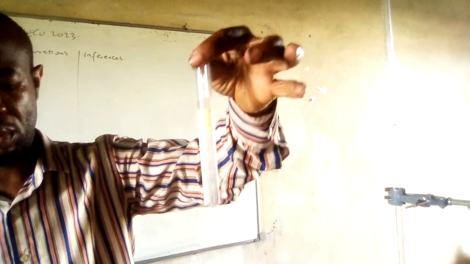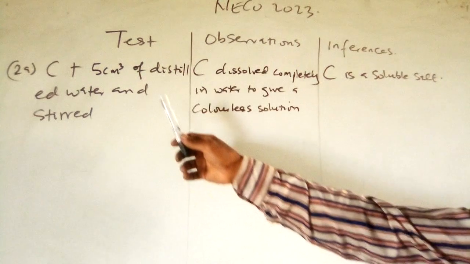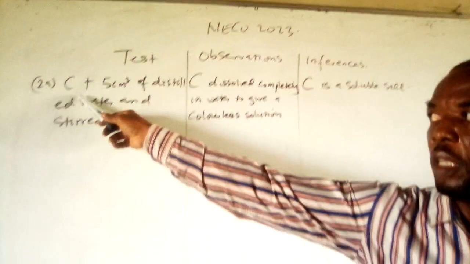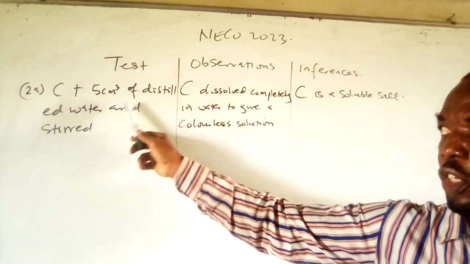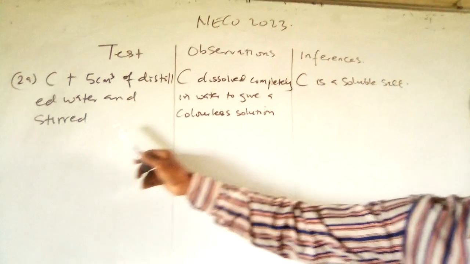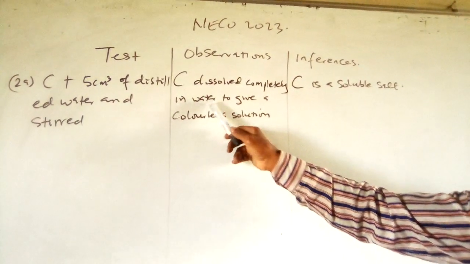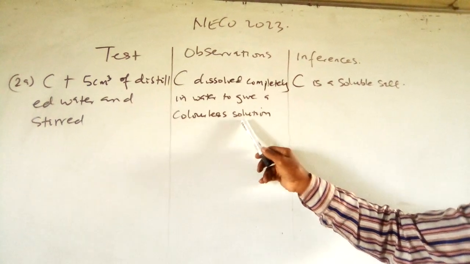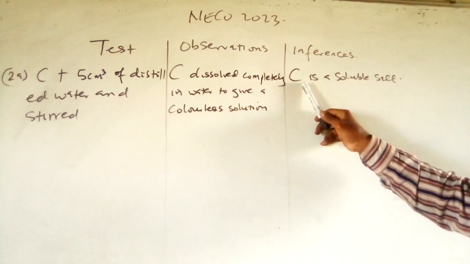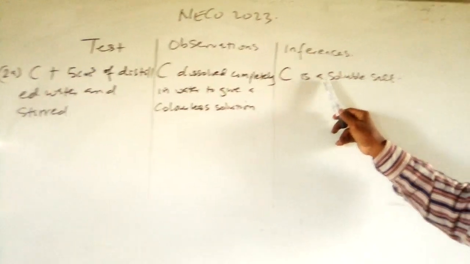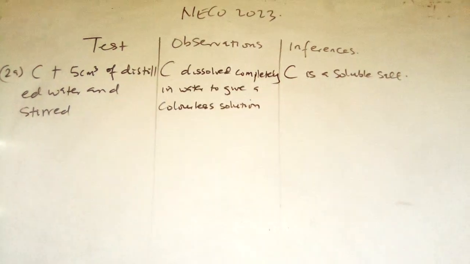So you can see the report. C plus 5 cm³ of distilled water and stirred. Our observation: C dissolved completely in water to give a colorless solution. Our inference: C is a soluble salt. So go to the next question.